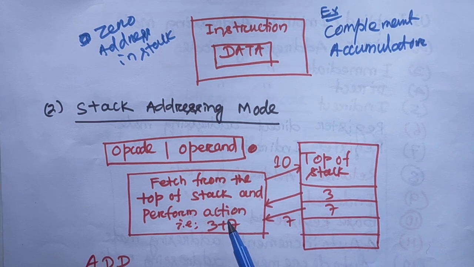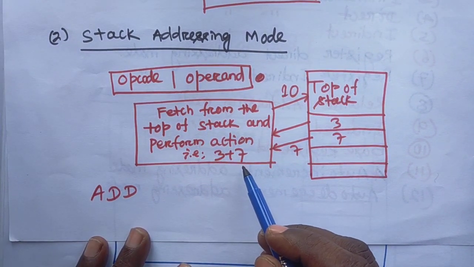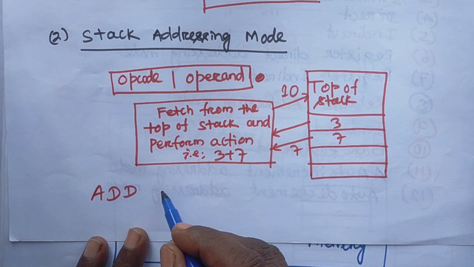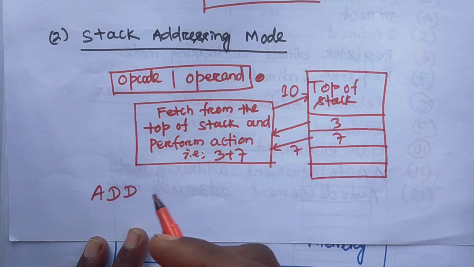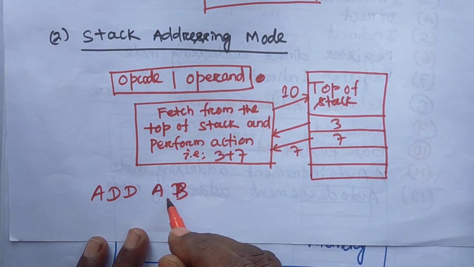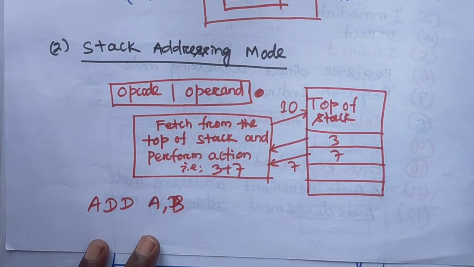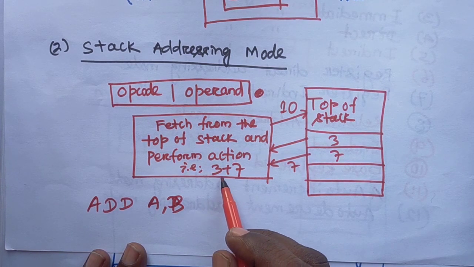Suppose we add something: the addition of 3 and 4 is 7. For example, you can also write add A B, which means some data is there, and we just add the data from A and B. Suppose A is 3 and B is 7.